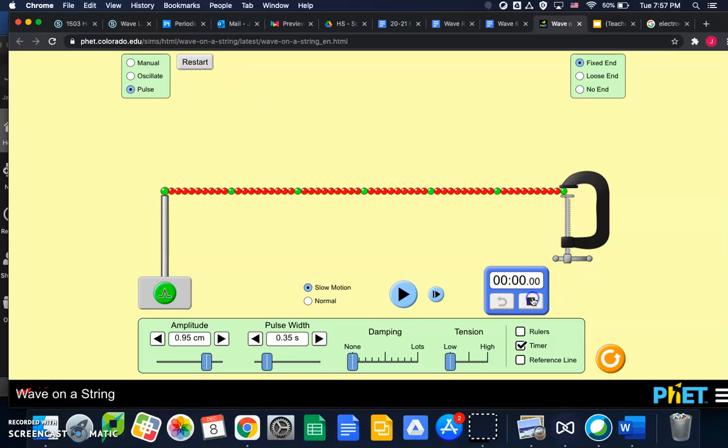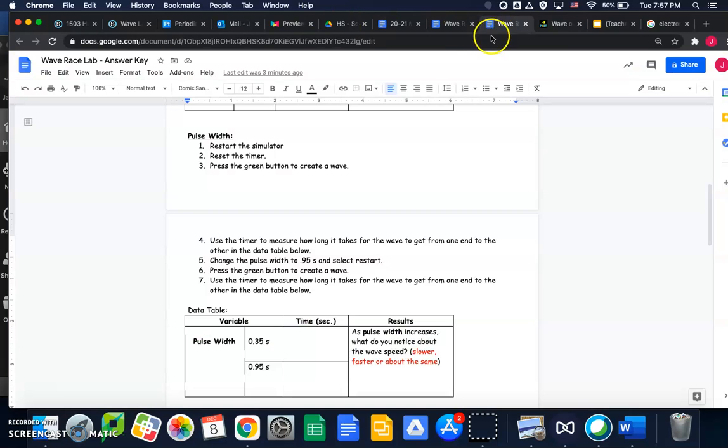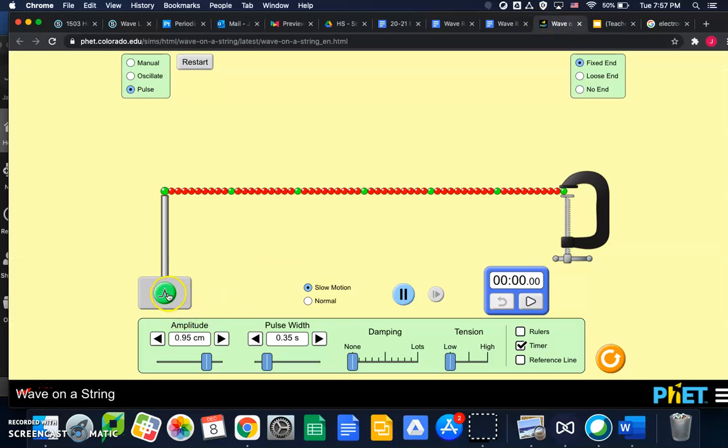And then, if your timer's going, you want to reset your timer, so you want that to read 0. Okay. And then the next thing that it tells us to do is to press the green button to create a wave or a pulse. So here comes a wave. You know what? That wasn't very good. Let's restart that. So right away we want to hit start after we send the pulse.